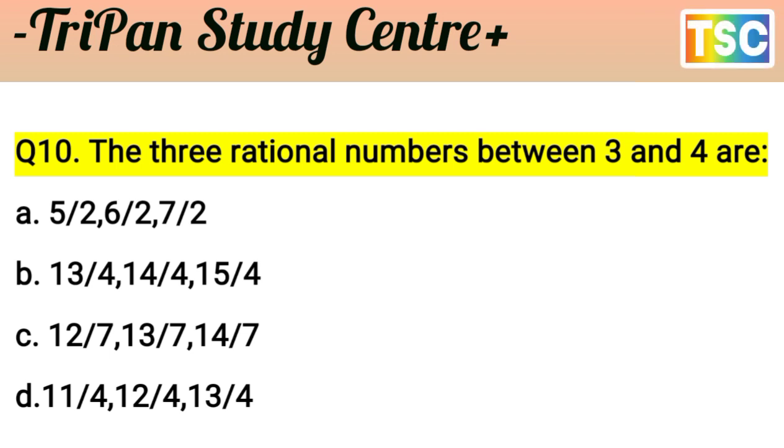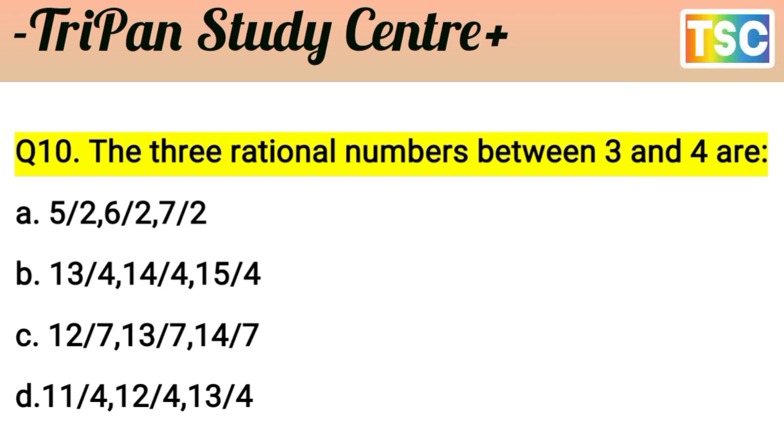Option A is 5 upon 2, 6 upon 2, 7 upon 2, and B is 13 upon 4, 14 upon 4, and 15 upon 4. And C is 12 upon 7, 30 upon 7, and 40 upon 7. Choose an option. That's great, but let me explain. The three rational numbers between 3 and 4.